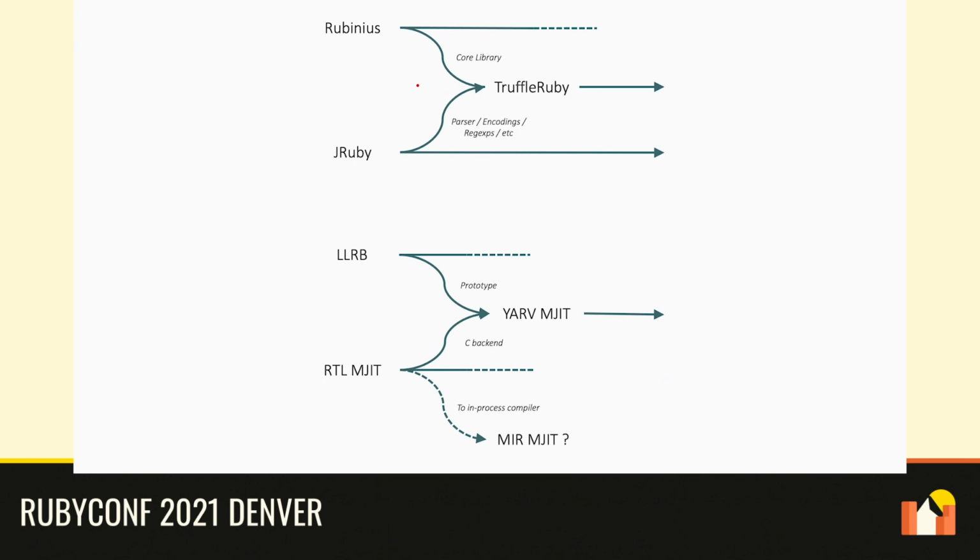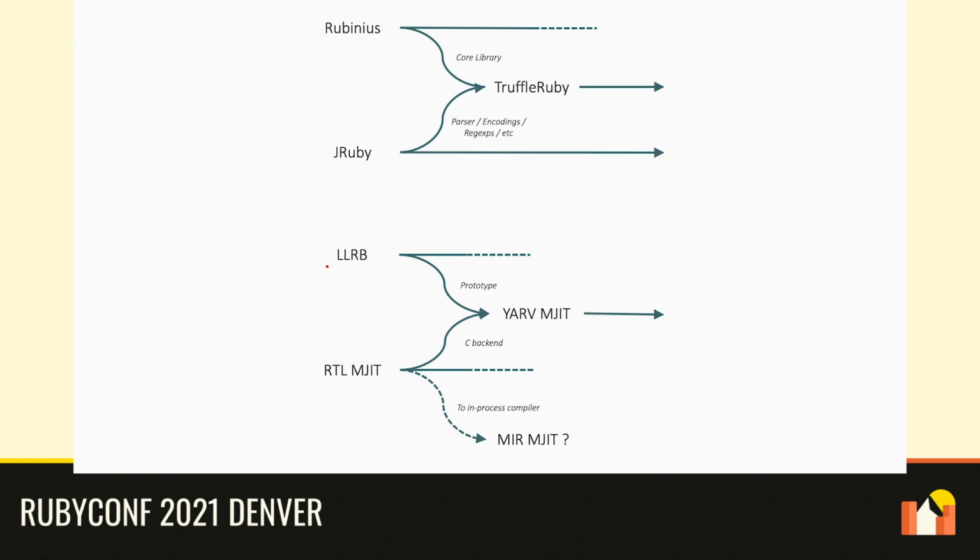Some of these compilers form family trees between themselves. So for example, Rubinius and JRuby were two projects in their own right, but work was taken from them and integrated into TruffleRuby. So from Rubinius, TruffleRuby takes the core library implemented in Ruby, and from JRuby, TruffleRuby took the parser, encodings, regular expressions, and quite a lot of other work actually to produce TruffleRuby. So these three together form this kind of fork shape. Unfortunately, Rubinius, the compiler, is no longer maintained.